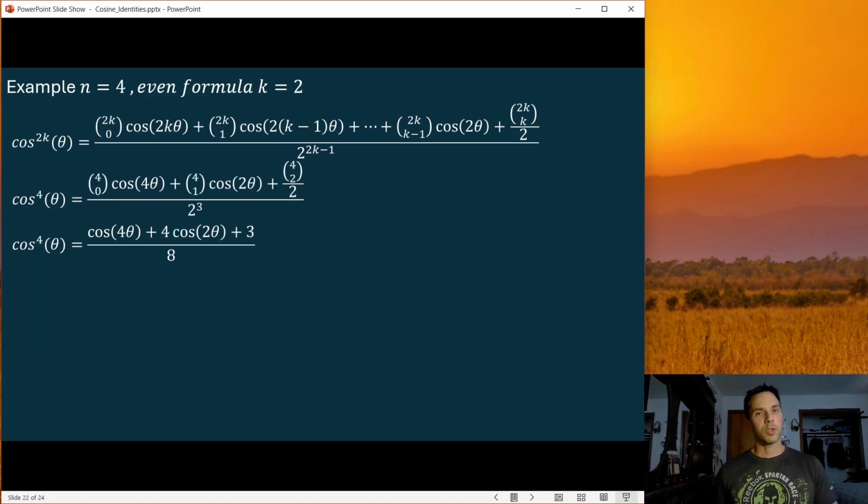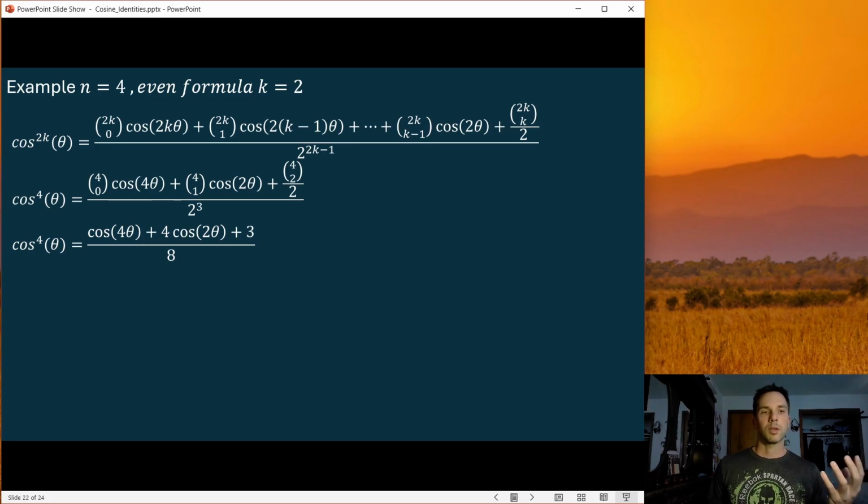Now, something a bit more exotic than that one that we don't use a whole lot, but we might run into in calculus, is if we have n to the fourth power. Or if we have cosine to the fourth power, rather, we're using n equals 4. So again, we're using our even formula, and we're going to have k equal 2. So when k equals 2, we are starting again where we have cosine 4 theta, and it's going to be multiplied by 4 choose 0, which is always going to be 1. So just for the order of things, I keep it in its form where you have n choose 0. But yes, we have 4 choose 0.